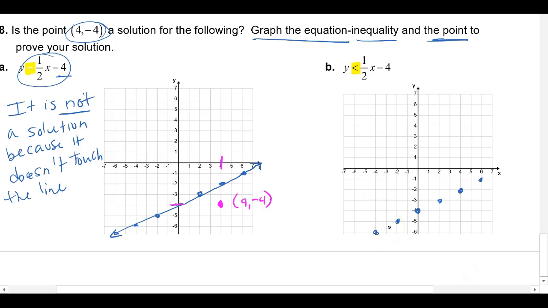And now, before you draw your line, you need to pay attention to what that sign is. If the sign is less than or greater than, you're going to draw a dashed line. And if it is less than or equal, or greater than or equal, you're going to draw a solid straight line. Okay? So this is just less than. There's no equal to sign. So now it's going to be a dashed line.